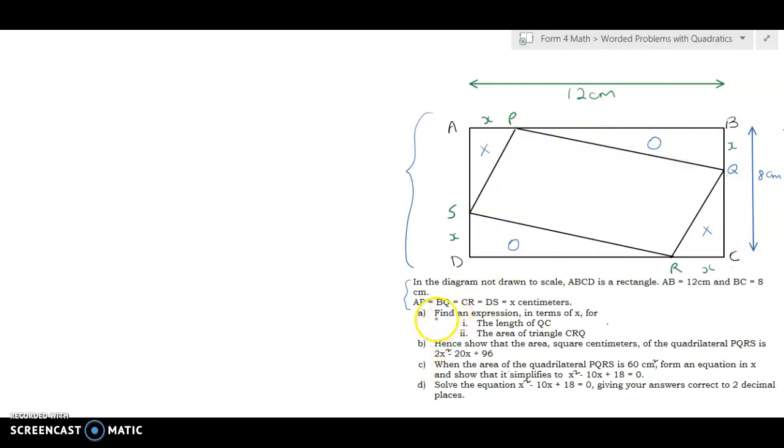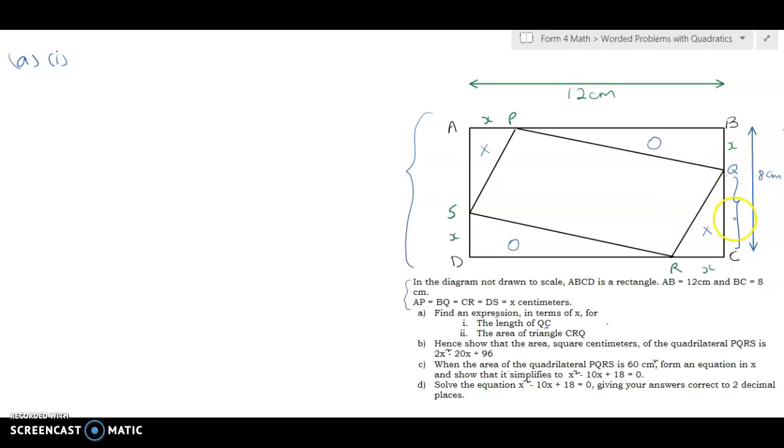Our first question goes like this. It says, find the length of QC, and they want it as an expression. An expression simply means that we do not want an equal sign, right? So QC, the first thing we need to do in our diagram is identify where exactly is QC. QC is right here, from here to here.